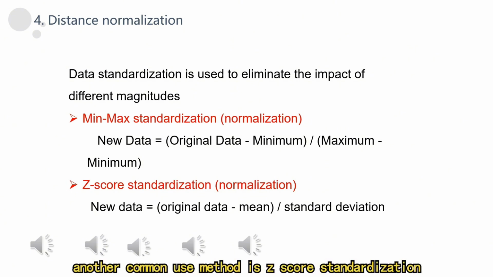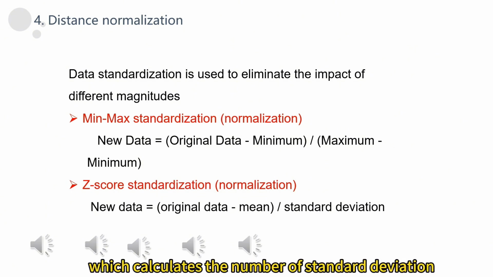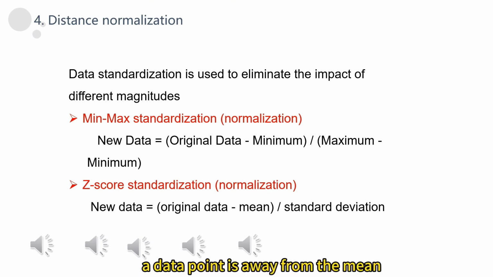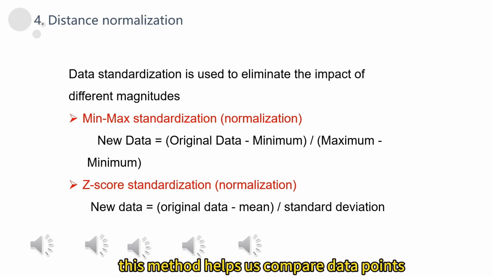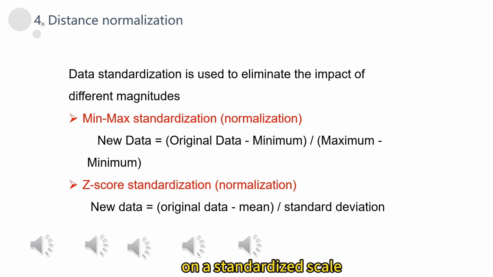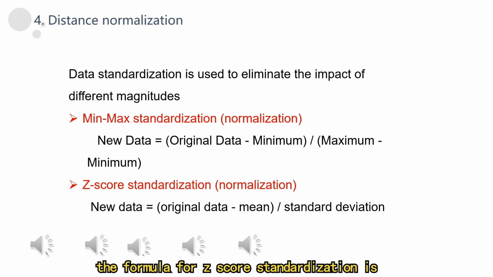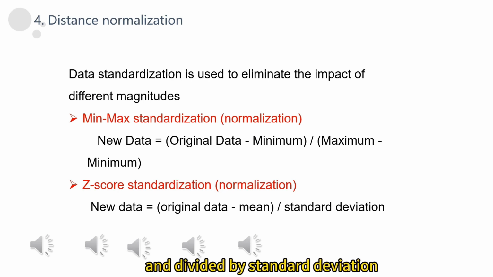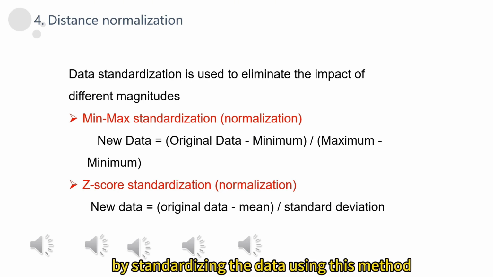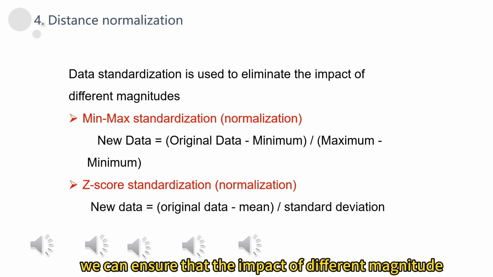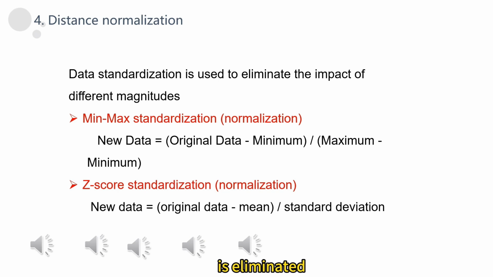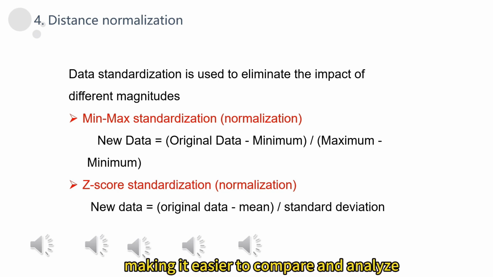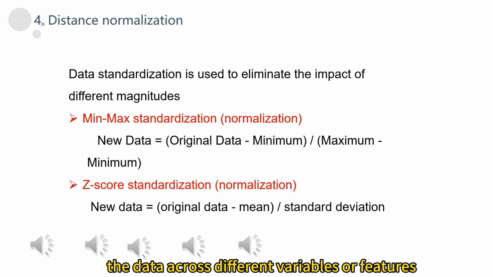Another commonly used method is z-score standardization, which calculates the number of standard deviations a data point is away from the mean. This method helps us compare data points on a standardized scale. The formula for z-score standardization is new data equals original data minus the mean, divided by the standard deviation. By standardizing the data using this method, we can ensure that the impact of different magnitudes is eliminated, making it easier to compare and analyze the data across different variables or features.